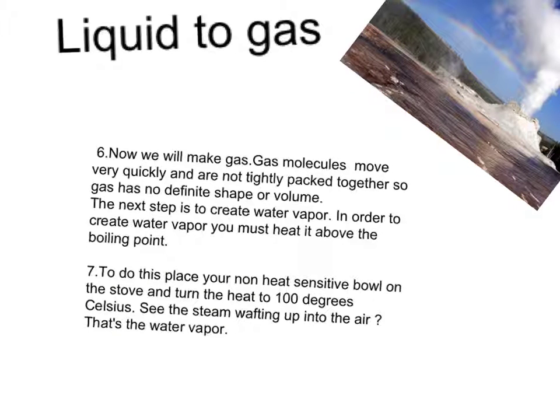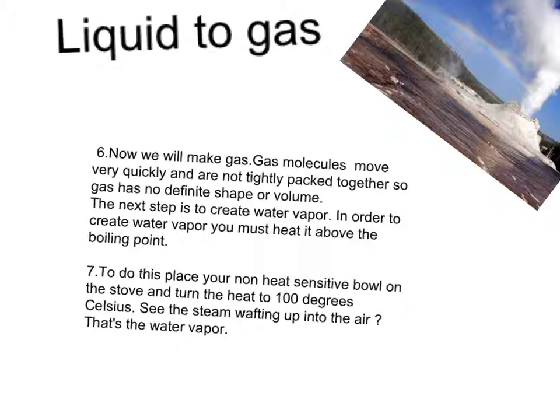Liquid to gas. Step 6. How we will make gas. Gas molecules move very quickly and are not tightly packed together, so gas has no definite shape or volume. The next step is to create water vapor. In order to create water vapor, you must heat it above boiling point.